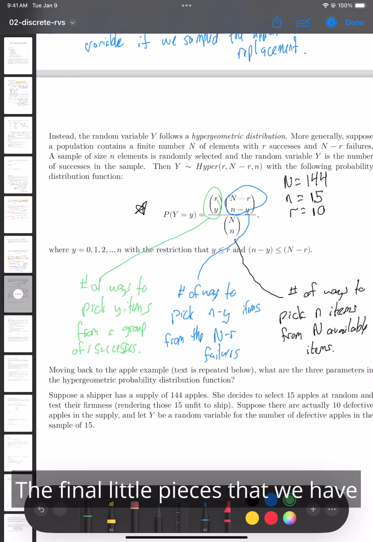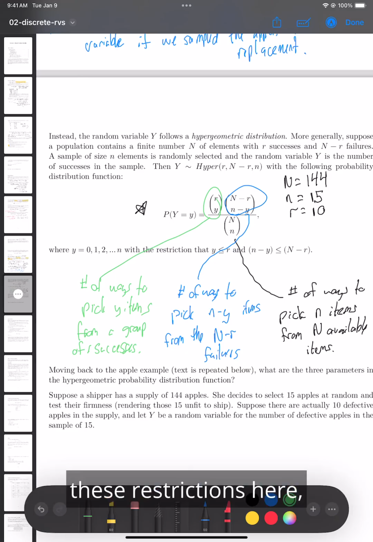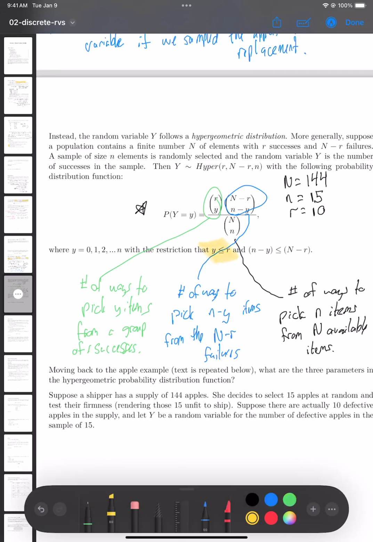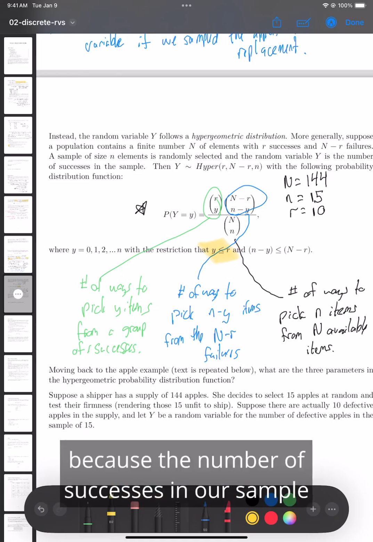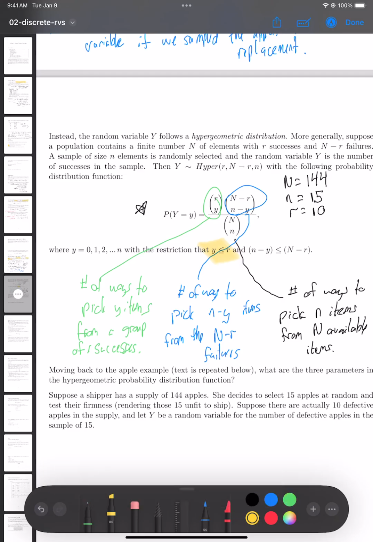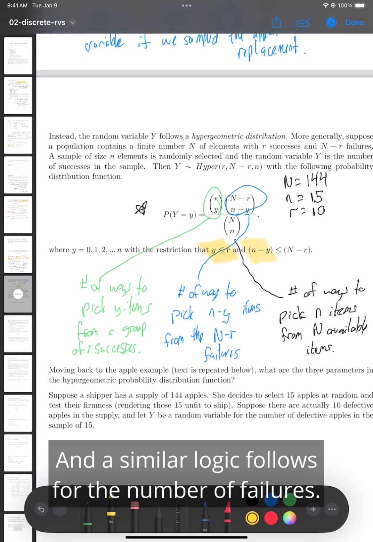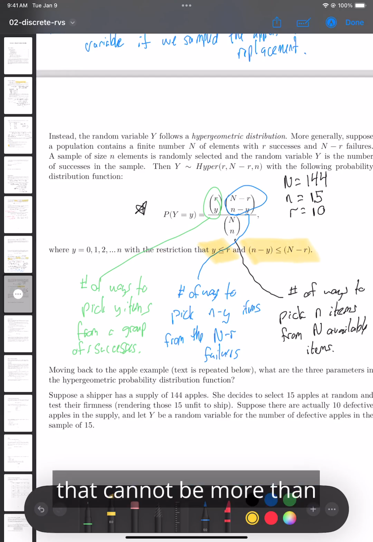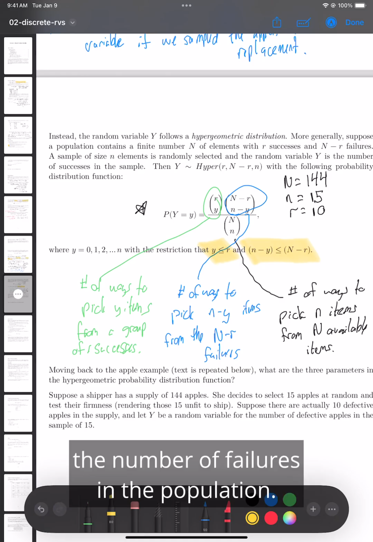The final little pieces that we have are these restrictions here. So y has to be less than or equal to r. That makes intuitive sense because the number of successes in our sample cannot be more than the number of successes in the population. A similar logic follows for the number of failures. Lowercase n minus y is the number of failures in our sample. That cannot be more than the number of failures in the population.